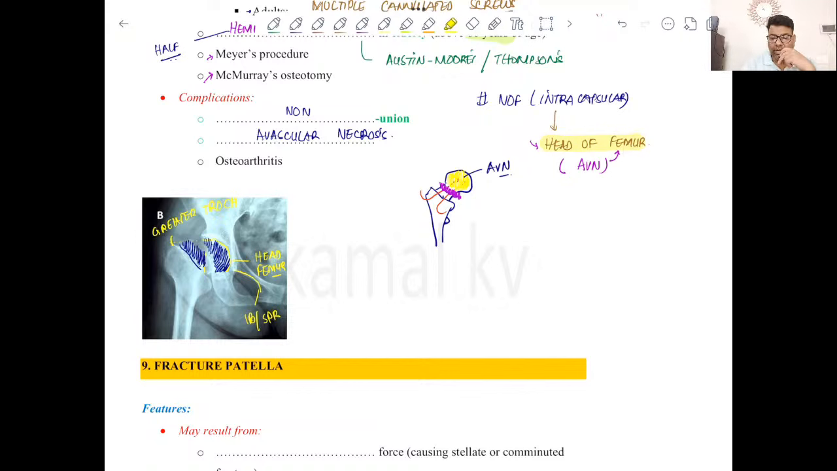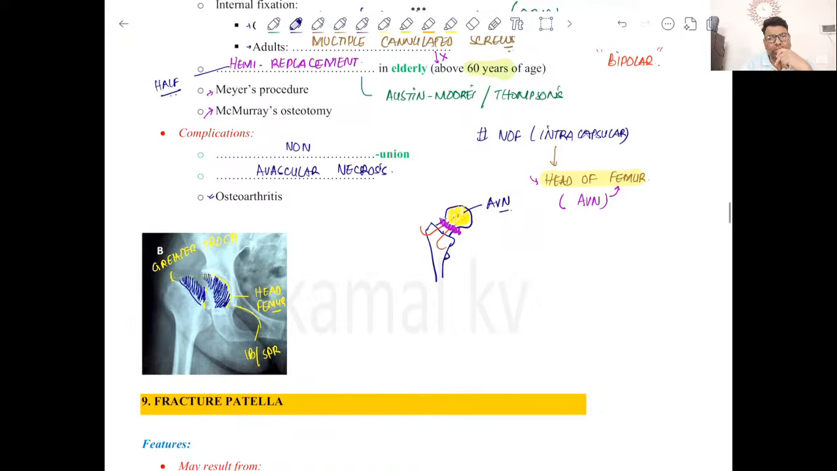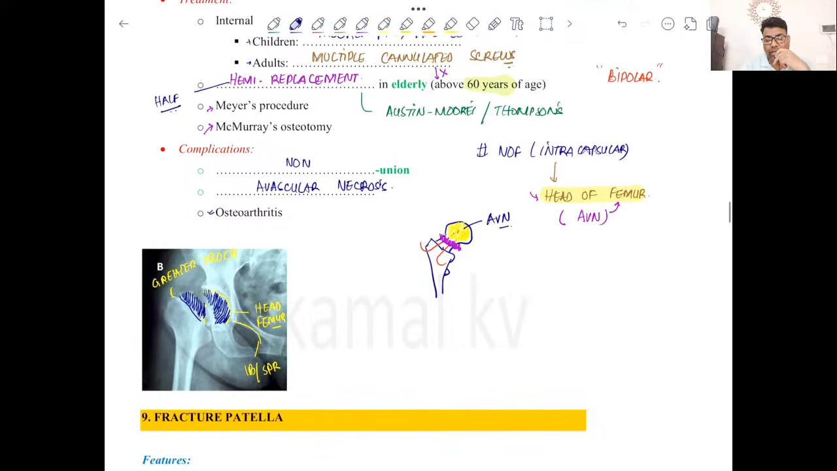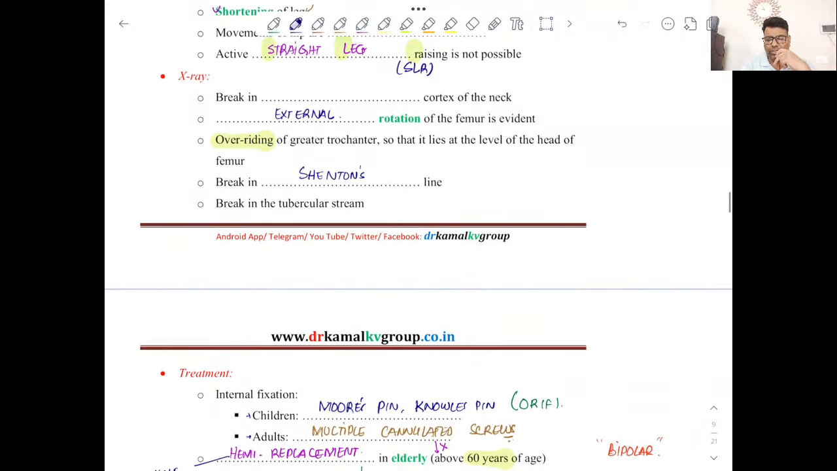Right? So this is very important here. And when there is AVN, obviously there will be loss of the rounded contour of the head of femur, and later on there is possibility of development of osteoarthritis. So just remember these three complications. Obviously non-union and AVN are very problematic complications coming out of this injury.